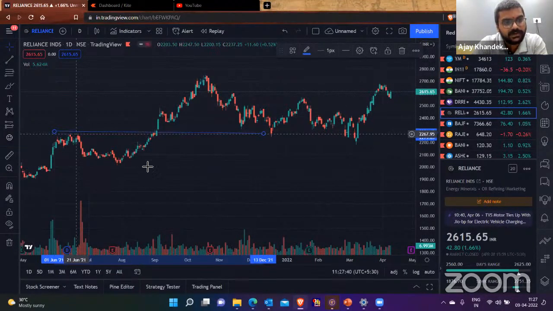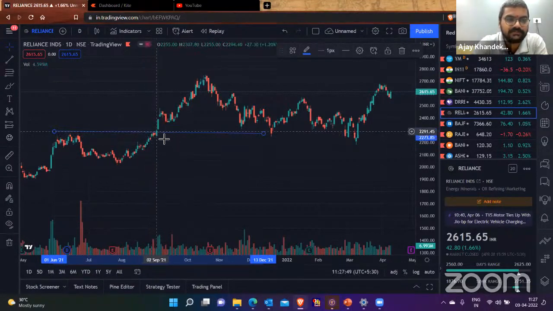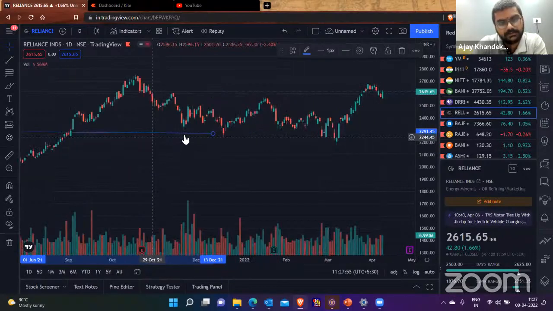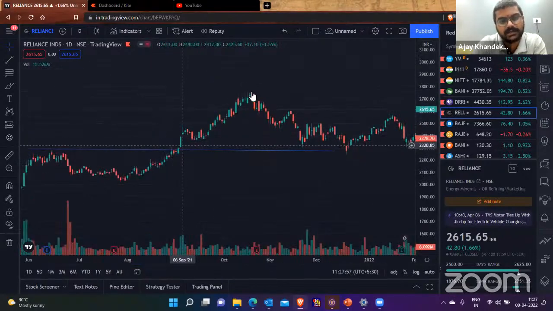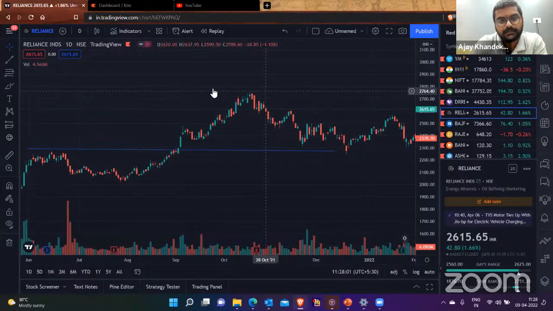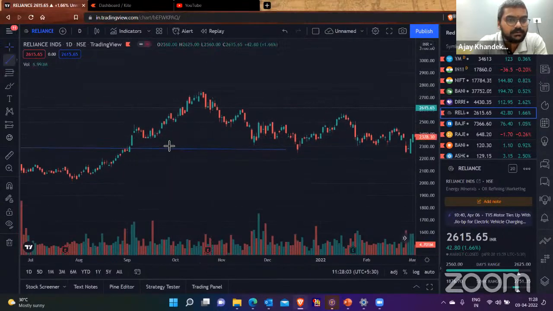It happened one, two, and the third time, and the fourth time it just gave, what we in our words say, a breakout. It gave a breakout with a nice volume, a huge green candle, and again it took upside.